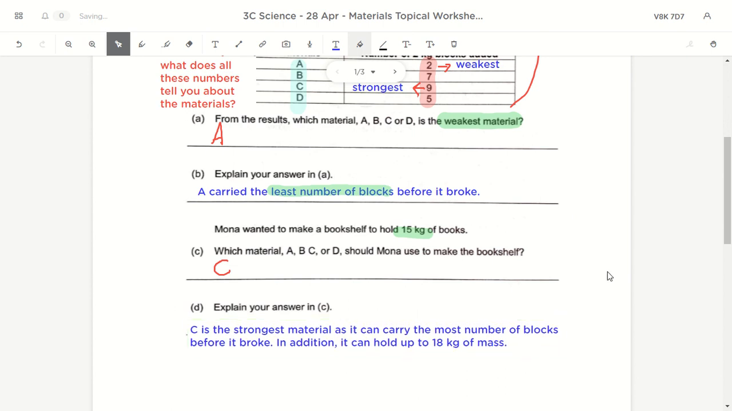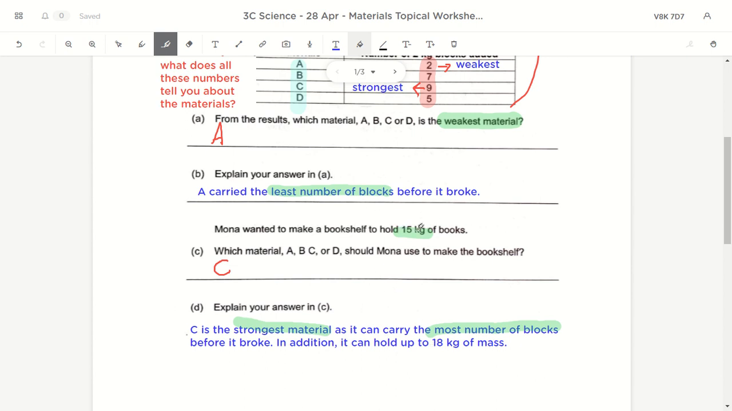Right, so we know it's C because C is the strongest. So once again I show comparison. I must show comparison between the different materials. So C is the strongest material. Tell me why it is the strongest material. Don't just stop there. C is the strongest because it can carry the most number of blocks before it broke. Again, I compare most number of blocks, and then strongest doesn't mean you can use it. Strongest plus it can hold up to 18 kg of mass, because 9 blocks times 2 is 18 kg of mass. So if you can hold up to 18 kg, you can definitely hold 15 kg.